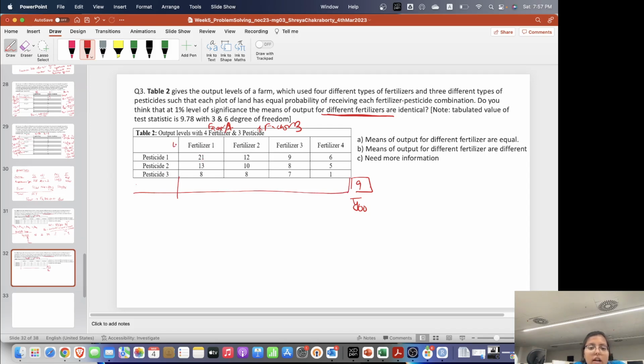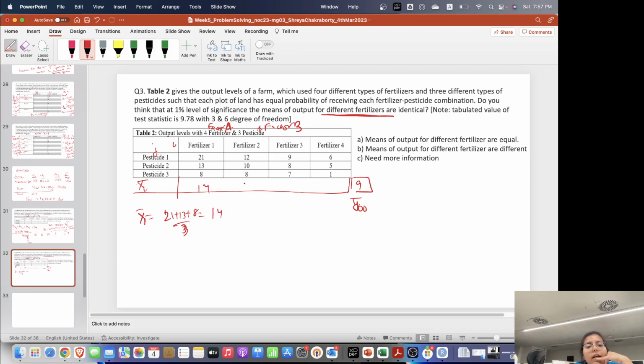Let's say this is factor i, this is factor j. So xi bar will be this one. So 21 plus 13 plus 8 divided by 3 will be how much? x1 bar is 21 plus 13 plus 8 by 3, is 21, 42 by 3. This is 14. Is it fine?